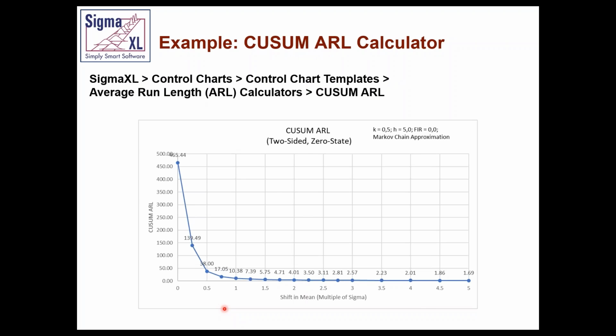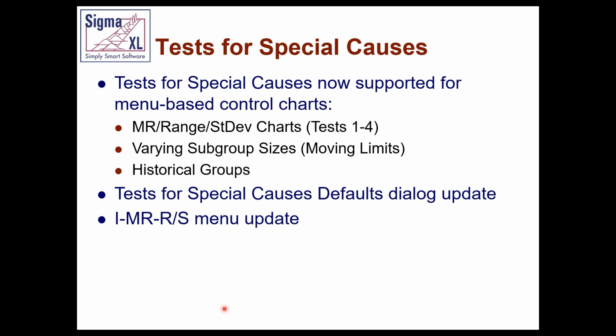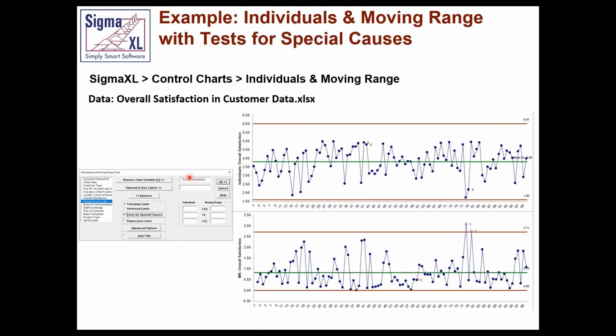Okay, so I'm going to move on to other changes in the software. We have support for tests for special causes that now include the moving range, varying subgroup sizes, and historical groups. As well, if you are on individuals moving range charts, you will see now the out of control points on the moving range with the test for special causes. Tests 1 through 4 are shown.